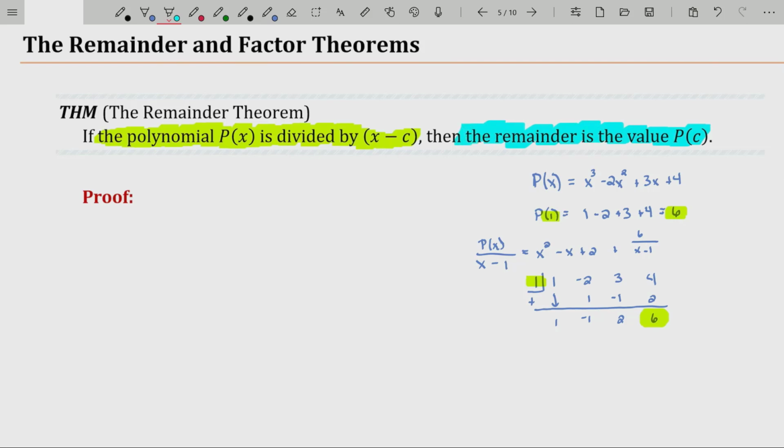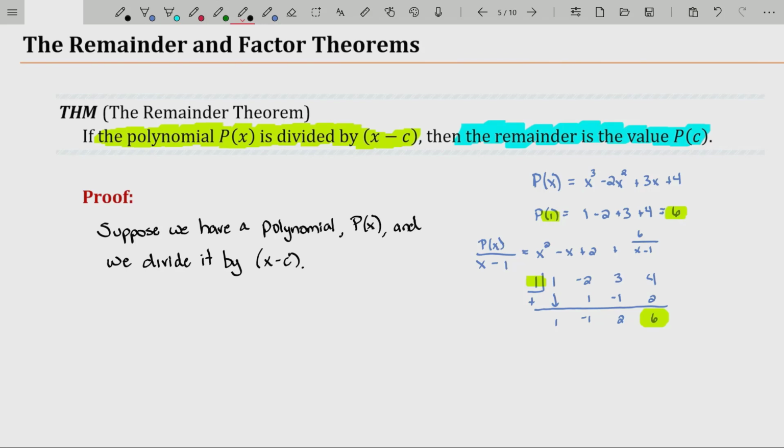And the if part is called the precedent, and the then part is called the antecedent. So we are going to assume the precedent. We get to assume that we have a polynomial and that we're going to divide it by x minus c. So I'll write that in here. So far, so good. I've just stated the if part. We have a polynomial, we're dividing it by x minus c.